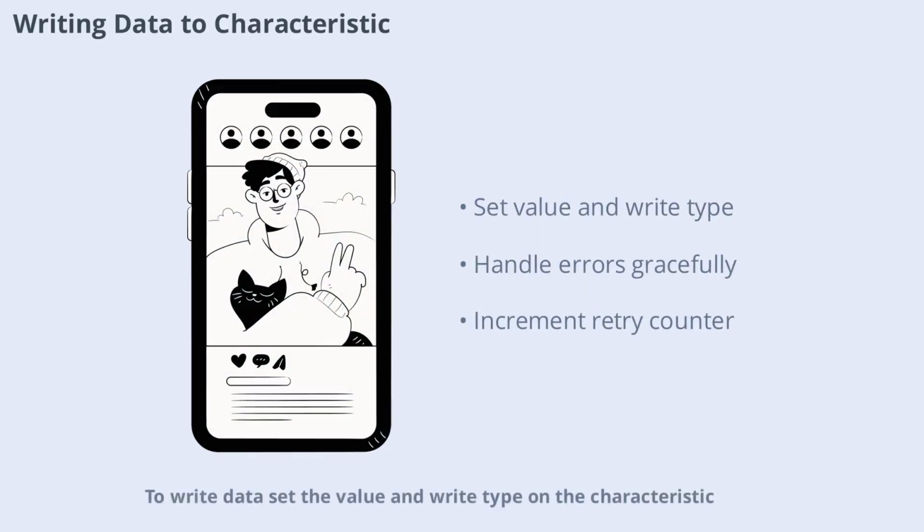To write data, set the value and write type on the characteristic, then call write characteristic. If the operation fails, log the error and mark the command as completed. If successful, log the action and increment the retry counter. This process ensures that data is written correctly and that errors are handled gracefully. By following this pattern, you can reliably write data to BLE devices and maintain a robust connection.